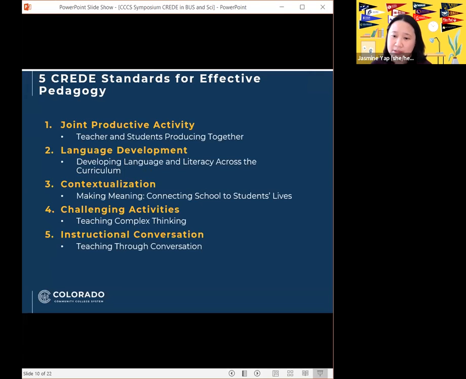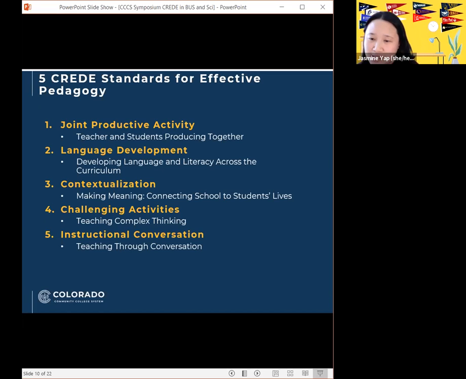But just briefly, the 5 standards are: first, joint productive activity. So having some sort of activity where teachers and students are producing together. So this ties into Vygotsky's social constructivist theories of learning, where students can learn best when they learn in their zone of proximal development, and they use their peers or the instructor to help them keep learning and move to a higher level. And then there's language development.